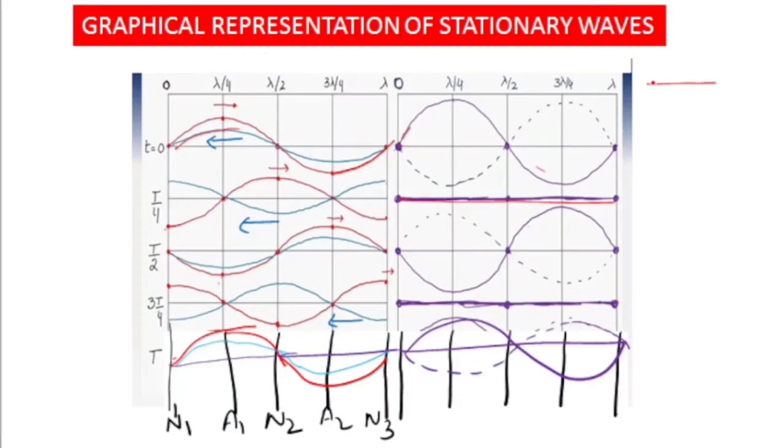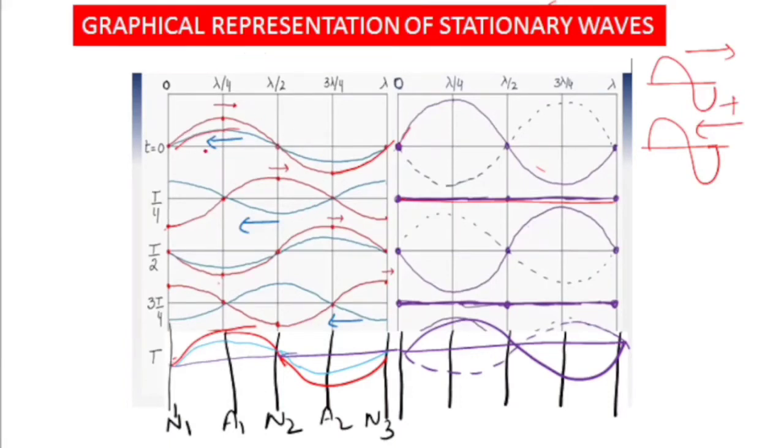When two waves travel in opposite directions, having the same amplitude and frequency, suppose one wave is moving in this direction and another wave is traveling in the opposite direction with the same amplitude, they superimpose, and then a standing or stationary wave is formed. This is the graphical representation of how a stationary wave is formed.